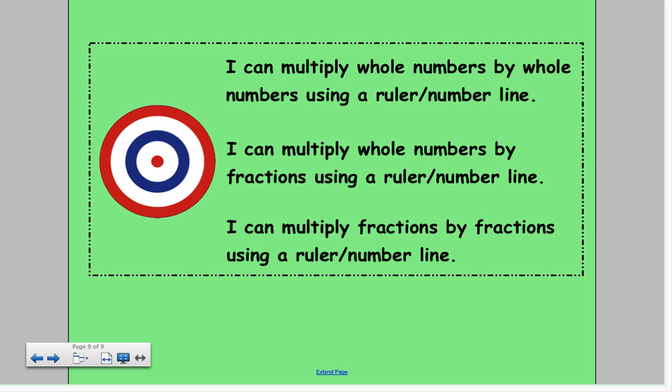All right, mathematicians, in this lesson we multiplied whole numbers by whole numbers, we multiplied whole numbers by fractions, and fractions by fractions using a ruler and a number line.